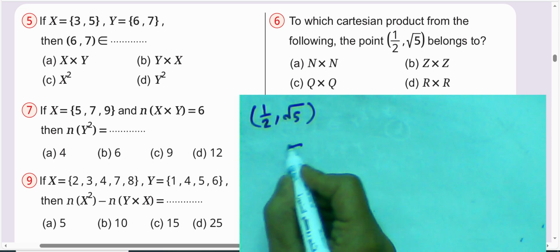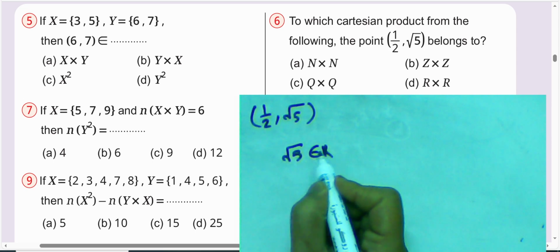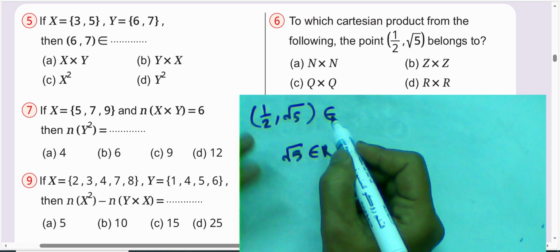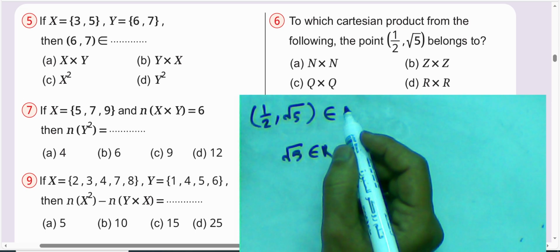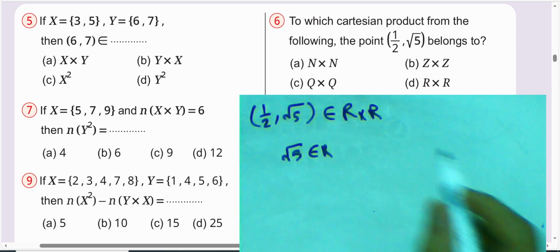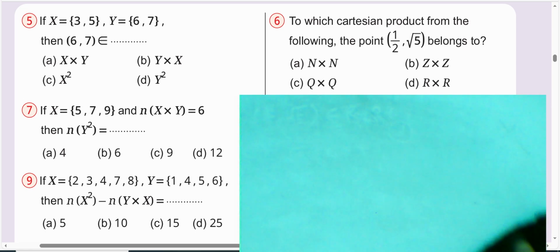Number 6, which Cartesian product does the following point belong to? Look at here, 1/2 and square root of 5. Square root of 5 belongs to real numbers, because this is an irrational number. Then the answer about Cartesian products, the ordered pair (half, root 5) belongs to what? Belonging to R by R. This point belongs to R by R, letter D.